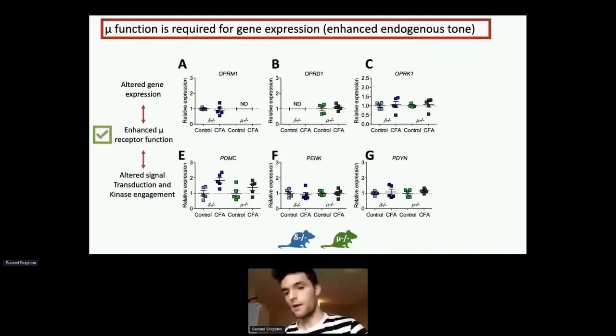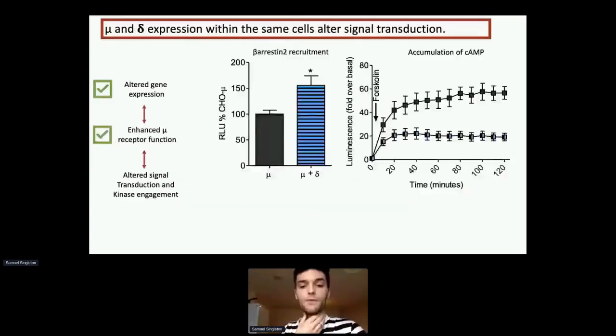And we also repeated these experiments in delta knockout mice, which we showed on the previous screen were significantly enhanced during inflammation, and found that these mice also had limited abilities to alter endogenous opioid tone, suggesting that both mu and delta receptors are required. And having shown that both of these receptors are required, we looked in a cell model overexpressing mu receptors, which we then transfected with delta receptors to try and replicate the changes in receptor expression occurring during inflammation.